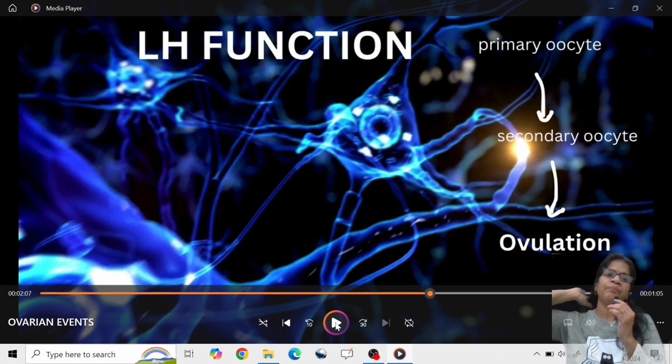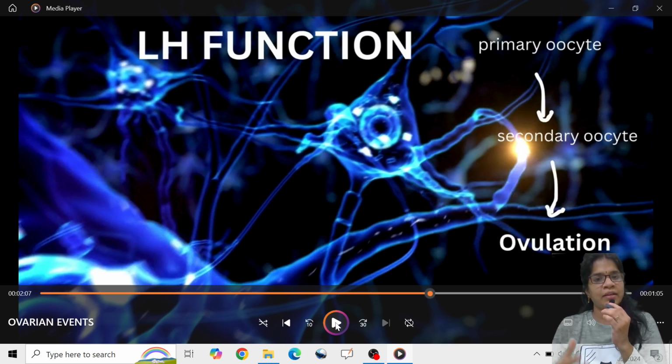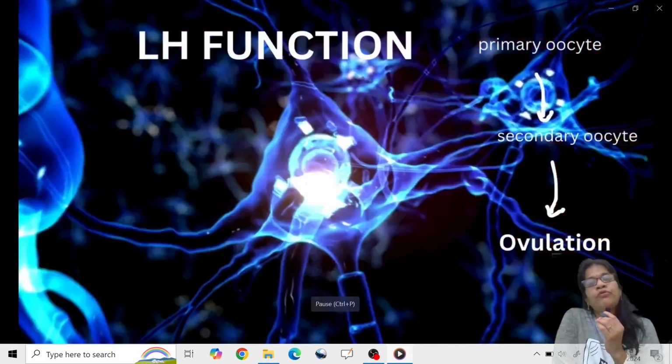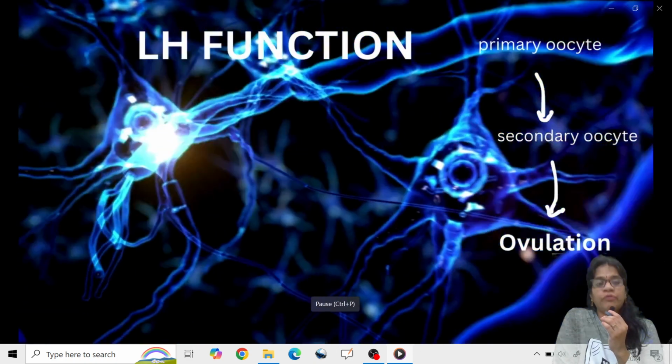So at that time, the primary follicle gets converted into the secondary follicle, sorry, the primary oocyte gets converted into the secondary oocyte, and thus it is ready for your ovulation to happen. It is all about the LH. So luteinizing hormone plays a major role for the ovulation to happen.